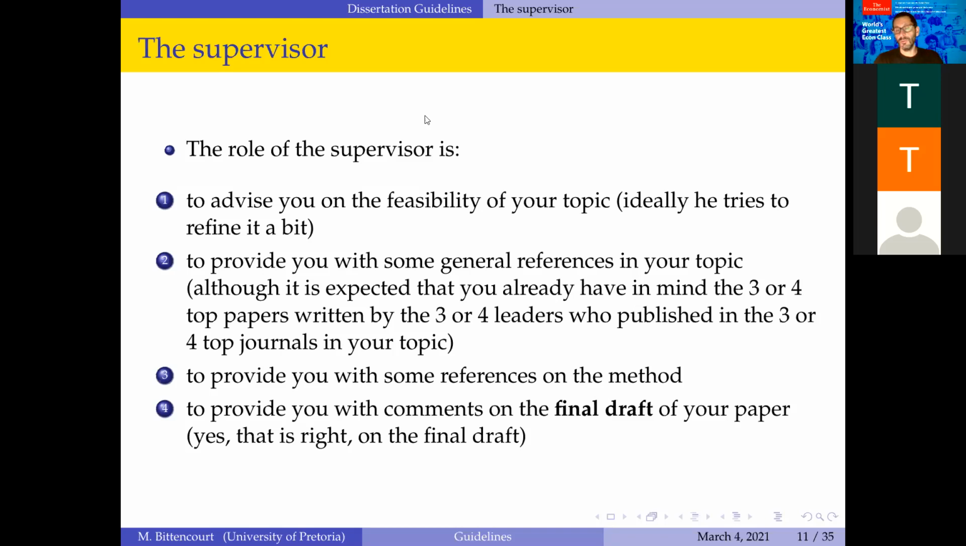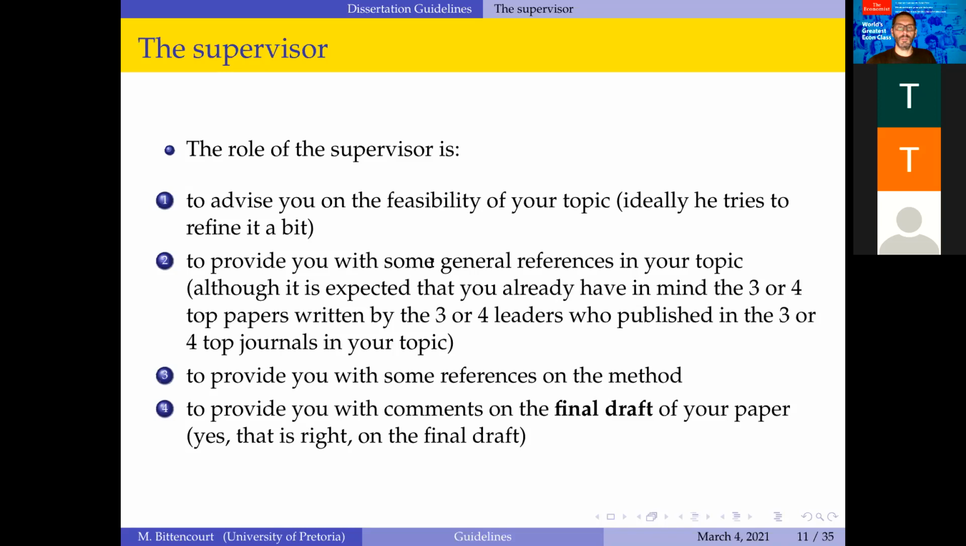To provide comments on the final draft of your paper. It's not that every paragraph that you write, you are going to give to your supervisor to read. That's not the point here, folks. The supervisor is there to supervise you, not to write your paper on your behalf. So your supervisor is going to read the final draft of your paper. Obviously you are going to discuss and talk to him over the whole process, but your supervisor is not supposed to read every single sentence or paragraph that you write. I'm sure they have other things to do, and that's not how it works. The whole point here is for you also to learn how to work independently, okay?